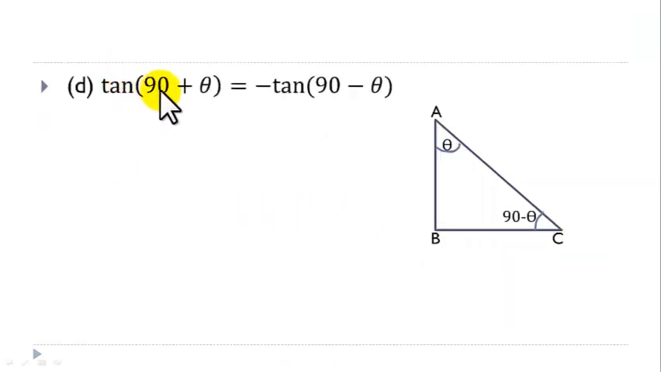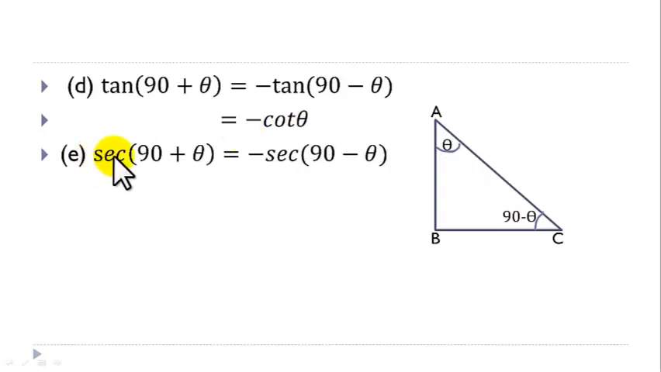D. Tan(90 plus theta) is equal to minus tan(90 minus theta), since tan is negative in the second quadrant. In this triangle, tan(90 minus theta) is equal to cot theta. So this is equal to minus cot theta. E. Sec(90 plus theta) is equal to minus sec(90 minus theta), since sec is negative in the second quadrant. And in this triangle, sec(90 minus theta) is equal to cosec theta. So this will therefore give us minus cosec theta.